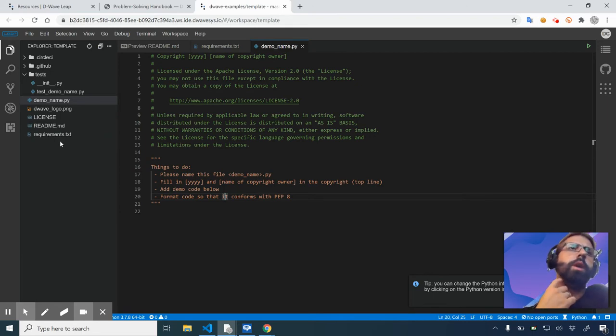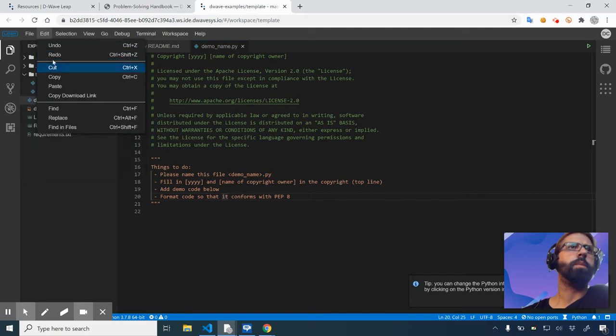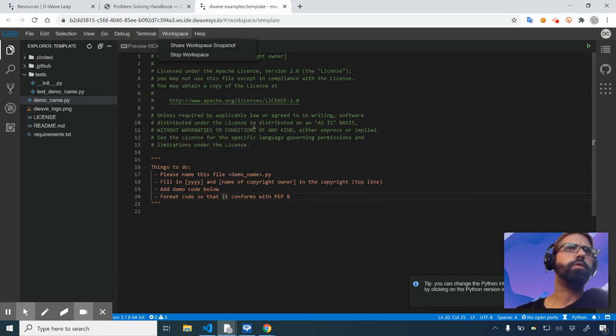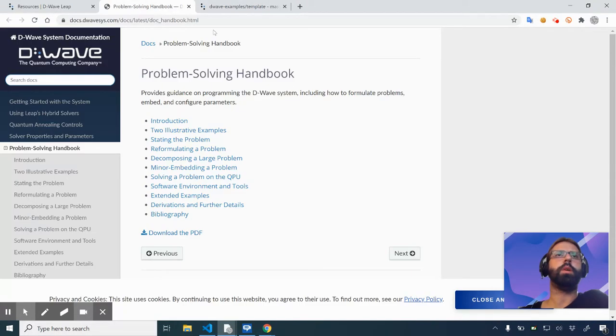Okay, but there's nothing else here other than a bit of project structure. We've got open workspace, edit selection, debug, terminal, new terminal. Okay, but pretty much I'm left with no idea what to do so far, other than, okay, the problem solving handbook. So maybe let's go through this quickly.